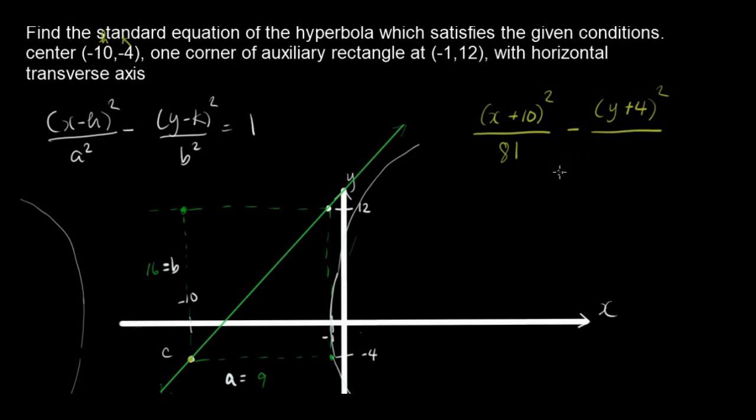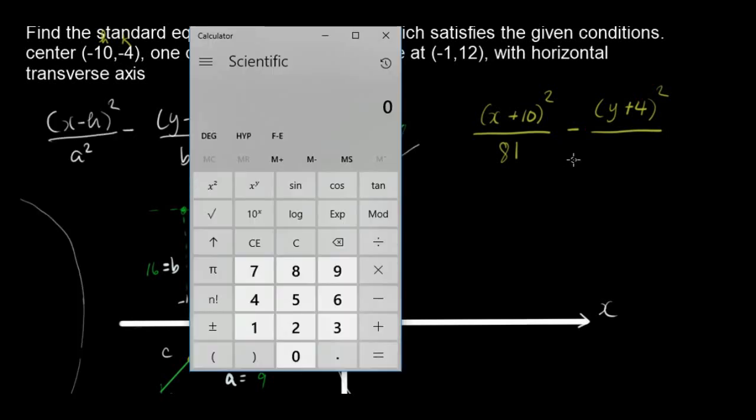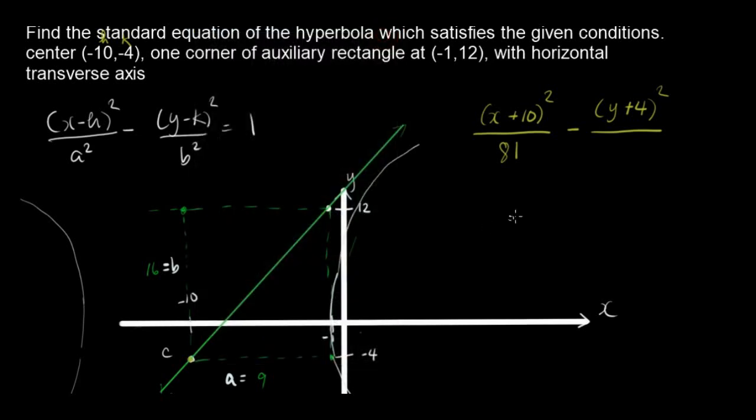What is 16 squared? So, let's have a calculator to make sure. What is 16 squared? 16 times 16. That is 256. So we have 256 here equals 1. Therefore this is your equation.